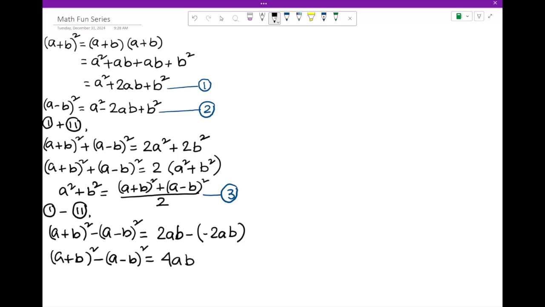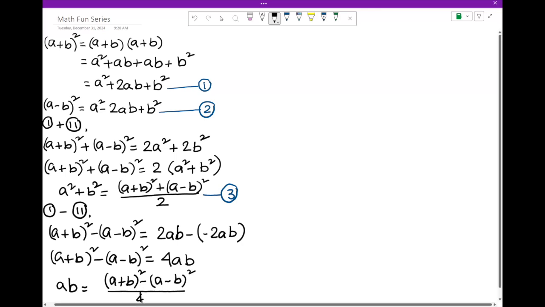So if you want to get the formula for ab, it is a plus b whole square minus a minus b whole square, divided by 4. And we will call it number 4.